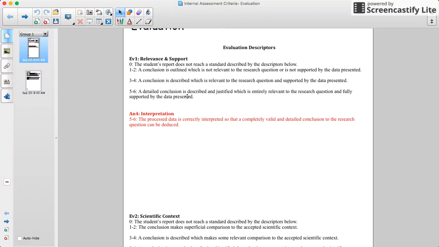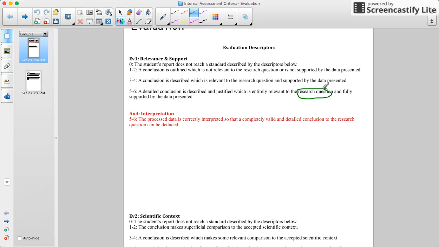Strand 1, a detailed conclusion is described and justified, which is entirely relevant to the research question and fully supported by the data presented. So it does overlap a fair bit with the process data is correctly interpreted so that a completely valid and detailed conclusion to the research question can be deduced, which is strand 4 of analysis. And sometimes it's a bit tricky even for me to pick out which comments you make I should mark in strand 4 of analysis and which is in strand 1 of evaluation. I guess the difference for me is the interpretation is just directly describing what you're seeing in the data, whereas the evaluation is connecting it back to the research question.